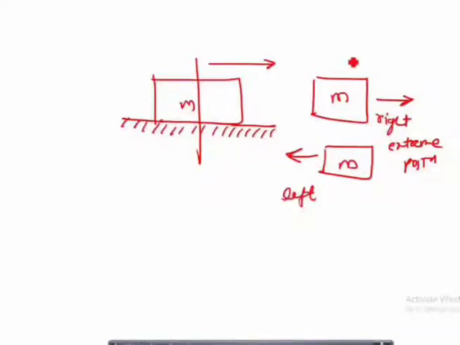So this is the first quarter, this is the second quarter. In the third quarter, what happens? The mass will come to the equilibrium position at this position, and then it will again move towards the left. Means what?